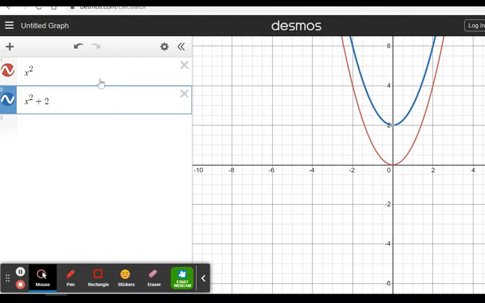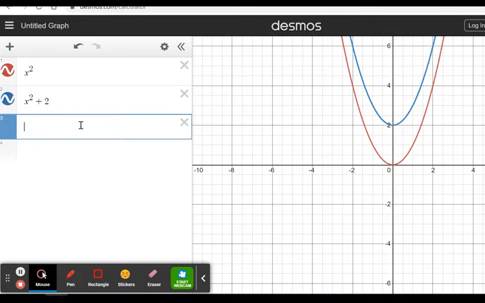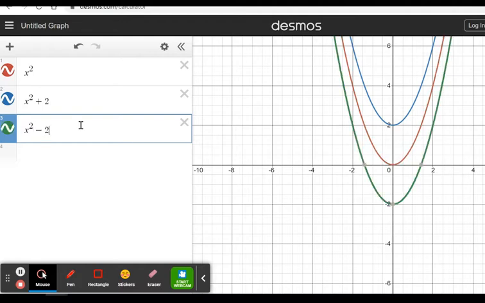And notice what happened to the graph. So the parent function, by adding that plus 2, it made the graph go up 2 units. Okay. So now let's do the other one, x squared minus 2. And notice what happens to the graph, the red graph. So the graph now got shifted down 2 units.